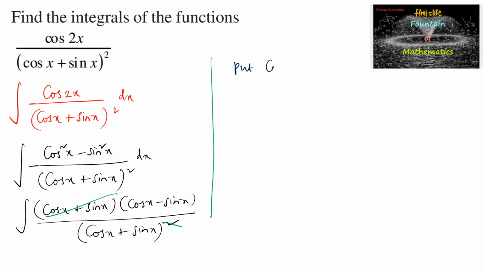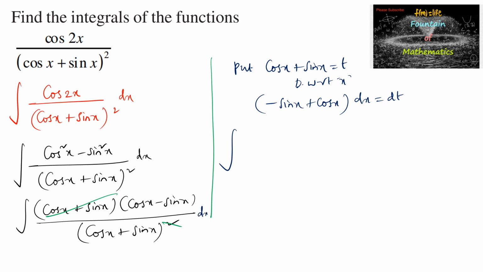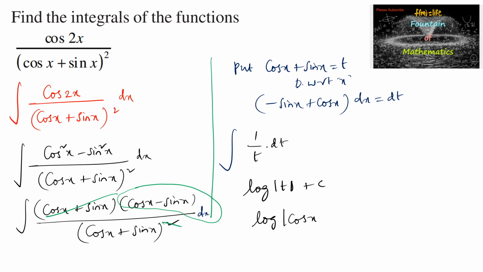Put cos x plus sin x is equal to t. So differentiating with respect to x, we have minus sin x plus cos x dx is equal to dt. So here we can write cos x minus sin x dx will become dt. So here 1 upon t dt, that is log mod t plus c. Substitute back t is equal to cos x plus sin x, so log mod of cos x plus sin x plus c is the answer.